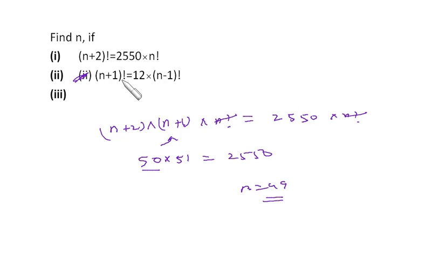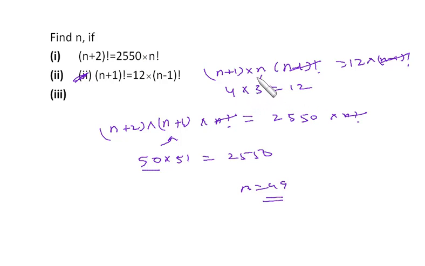Similarly, let's solve this problem. n plus 1 factorial is 12 into n minus 1 factorial. Now n plus 1 factorial can be written as n plus 1 into n into n minus 1 factorial, right? Is equal to 12 into n minus 1 factorial. Now it will get cancelled. Now n and n plus 1 are two consecutive numbers and their product is 12. We know the two consecutive numbers whose product is 12 are nothing but 3 and 4, right? So it's 4 into 3 is 12. So what is n? n is nothing but 3, right? So it's quite simple. And I'm sure you are clear now.